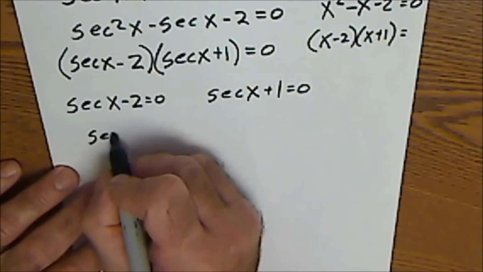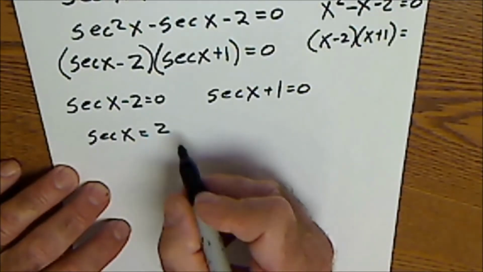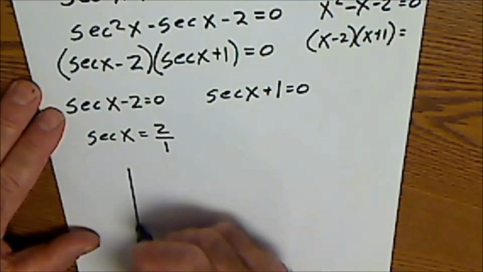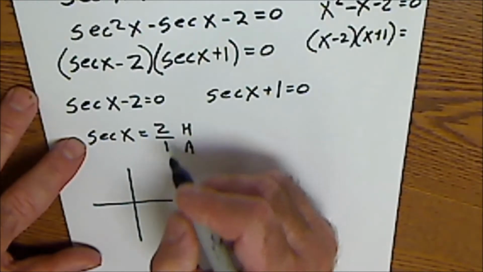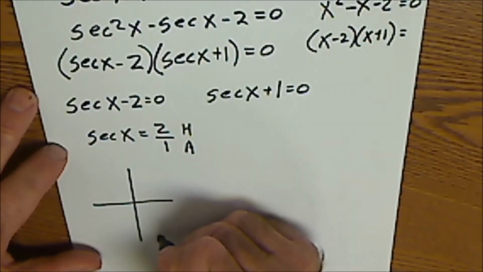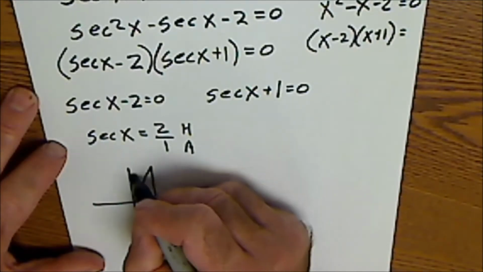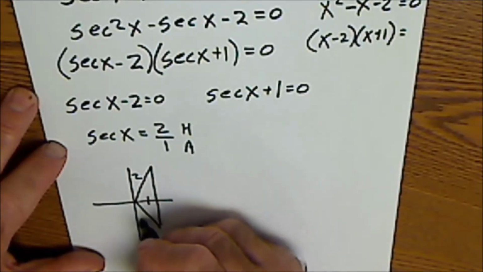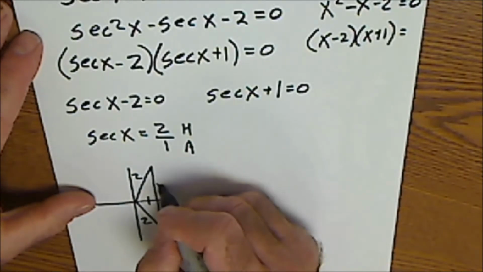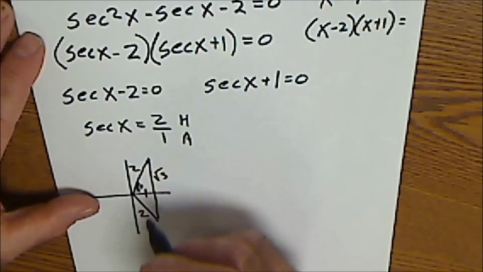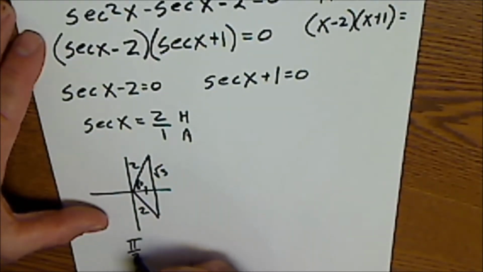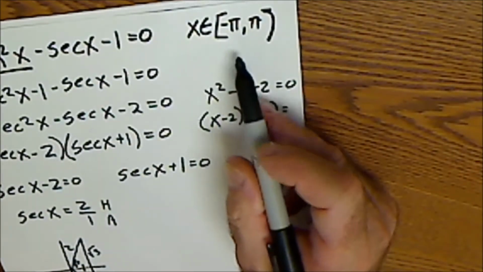Add 2 to both sides. Secant of x is equal to 2. Well, 2 is the same as 2 over 1. It's the reciprocal of cosine, so it's hypotenuse over adjacent. Positive ratio of sides in the first and the fourth, where my adjacent's 1. Hypotenuse is 2. We're down here. Hypotenuse is 2, adjacent's 1. Opposite's root 3, 60 reference. So the general solution here is going to be pi over 3 and 5 pi over 3 plus 2 pi n. Don't forget our domain now, because we're going to cut it off there.